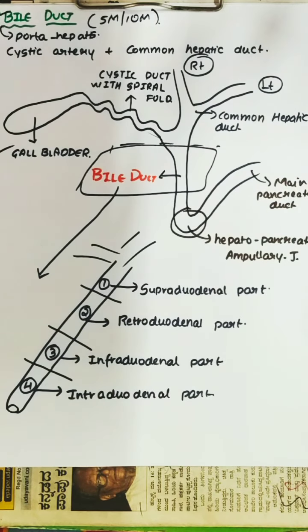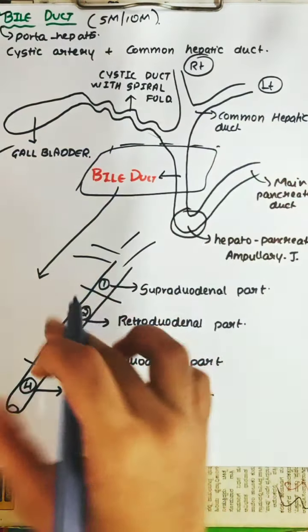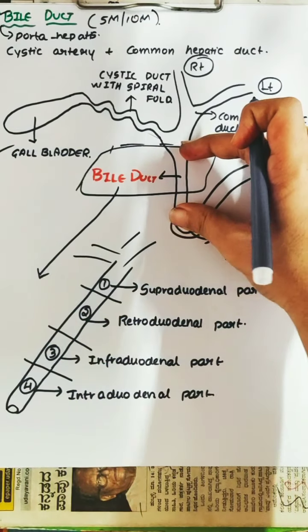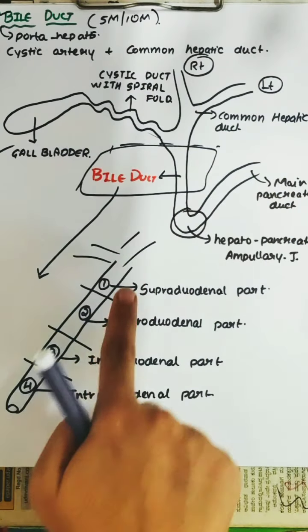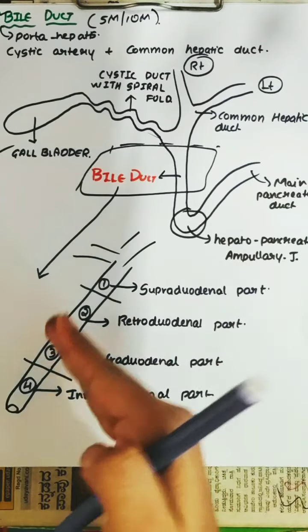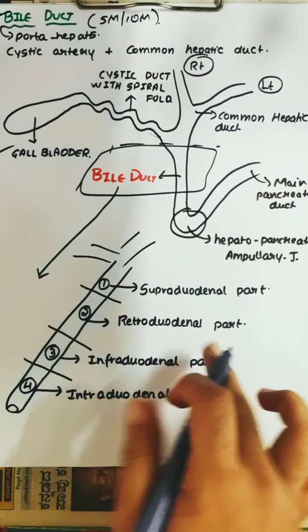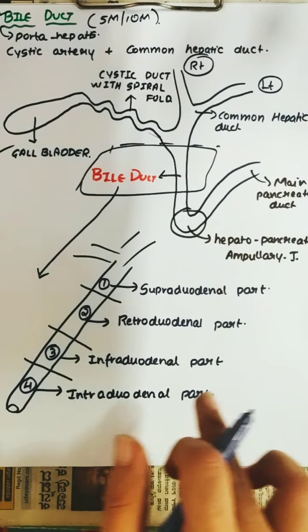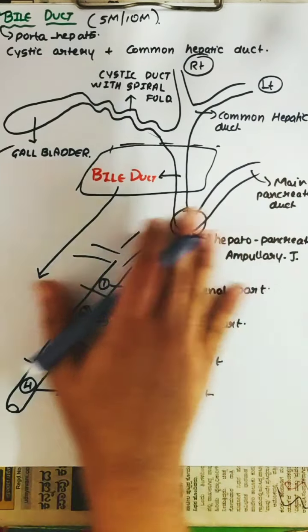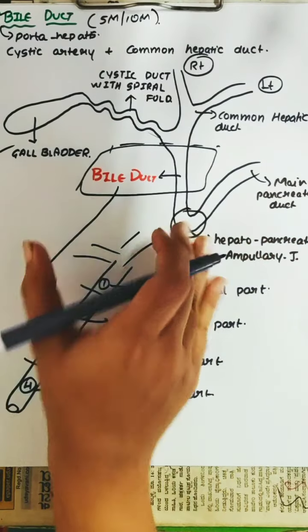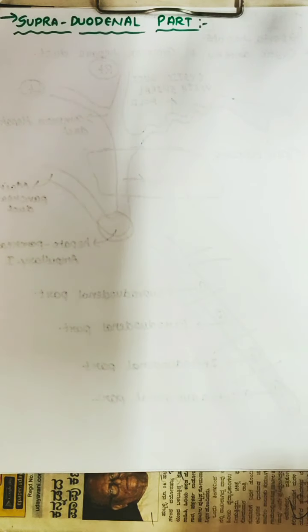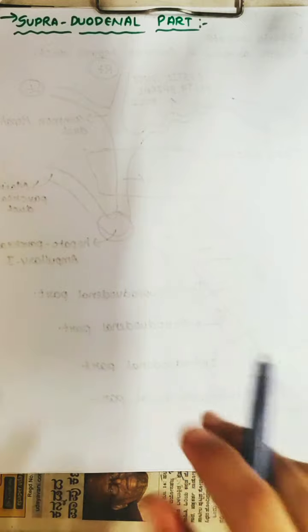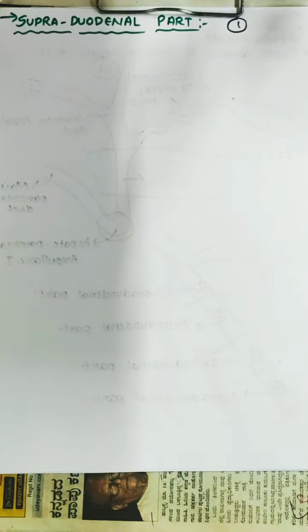So remember these 4 parts. The bile duct has 4 parts: the supraduodenal part, above the duodenum, the retroduodenal part, the infraduodenal part, and the intraduodenal part. So we'll study these 4 parts of the bile duct deeply. First we'll look at the supraduodenal part, the first part of the bile duct.